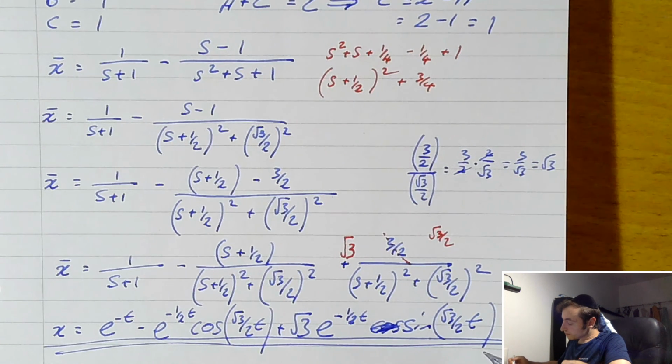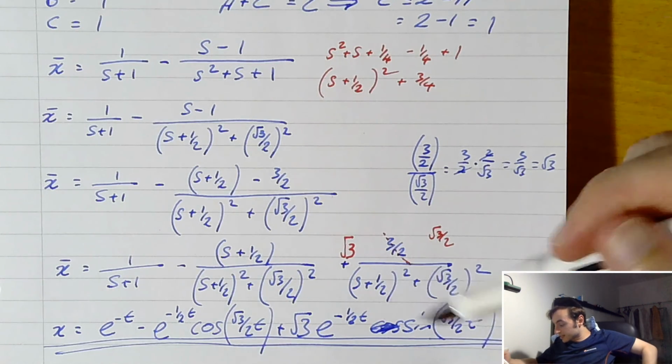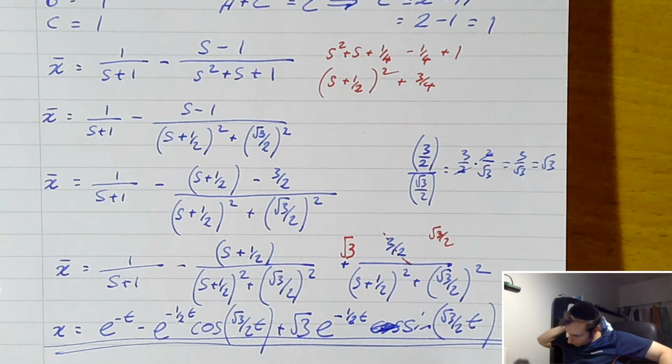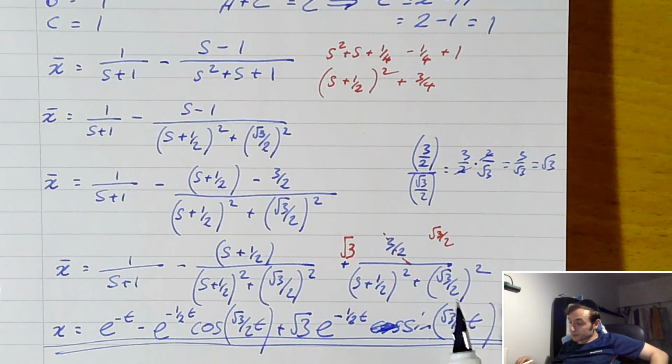And I hope that was clear about why the shift is e to the minus half t. If it's not, look at the previous video because we covered that in a little more detail there. So there's the final answer: x equals e to the minus t minus e to the minus half t cosine root 3 on 2 t plus root 3 e to the minus half t sine root 3 on 2 t, which is damped harmonic motion.